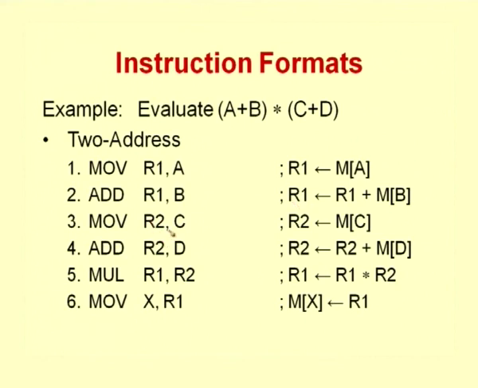Next I will similarly do move r2, c. I am now moving the value c into r2, and then adding r2, d, which gives c plus d, stored back in register r2. Now I have a plus b and c plus d in registers r1 and r2. So, now I do multiply r1, r2, which means r1 is multiplied with r2 and stored back in r1. Now r1 has the final result, and I store that into location x with move x, r1, which stores the value of r1 into memory location x. So, you can see that this is what happens in the 2 address format, and the number of instructions is slightly larger in this case.